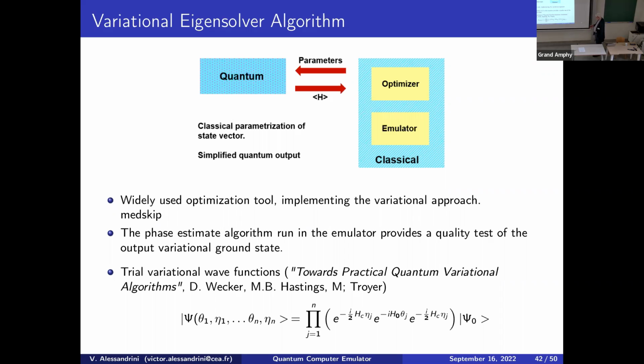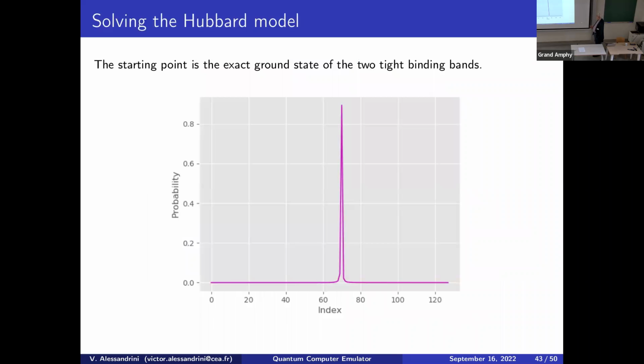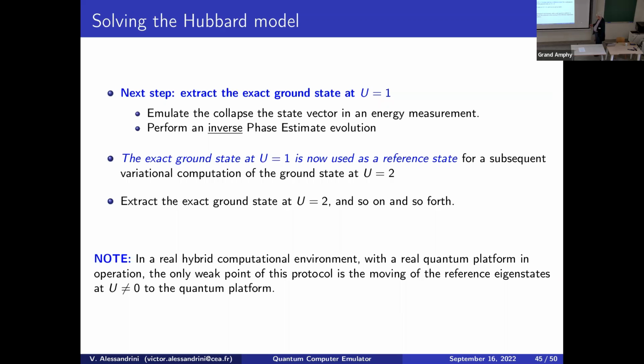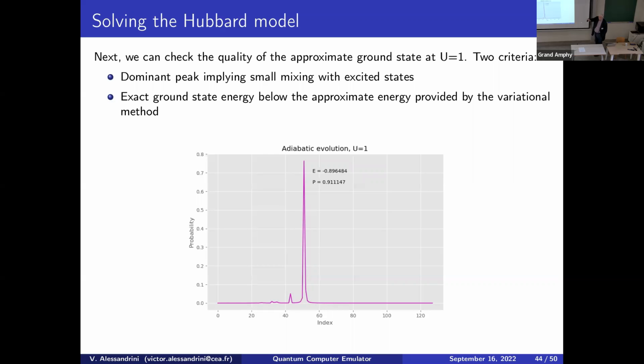So when I apply the variational minimization with respect to this variational wave function up to U equals 1, then I have an approximate eigenvector. Then I can do the test that I was talking about. I apply phase estimation to this eigenvector, and I see that this approximate eigenvector has a 91% projection over the true ground state, and a small projection over excited states.